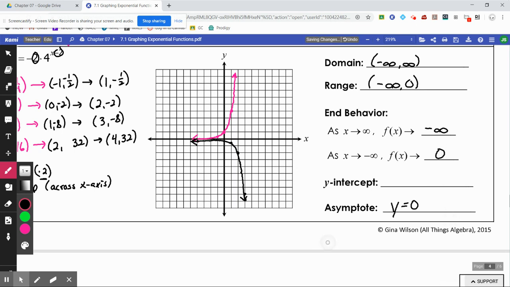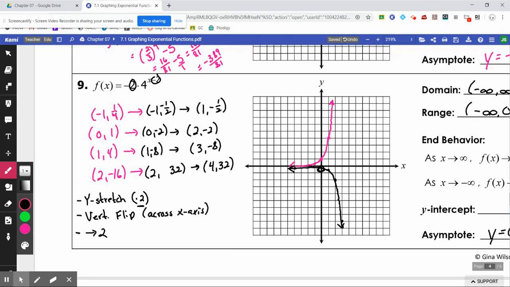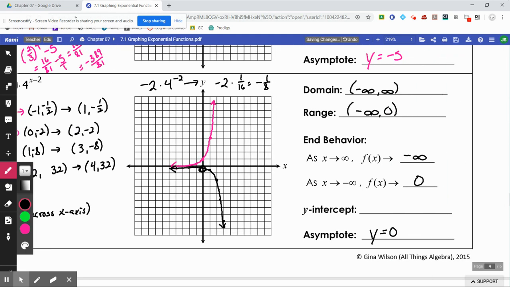My y-intercept was just located right in here. In order to find that, we're going to plug in 0 for all of our x's. And let's see what we get. We have negative 2 times 4 to the negative 2 power, which would be negative 2 times 1/16, which is negative 1/8. So that's going to be my y-intercept, located at 0, comma, negative 1/8.